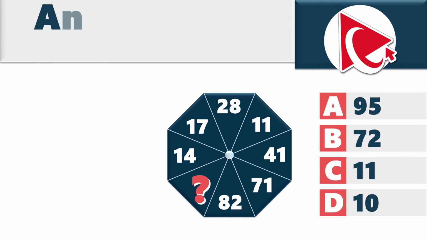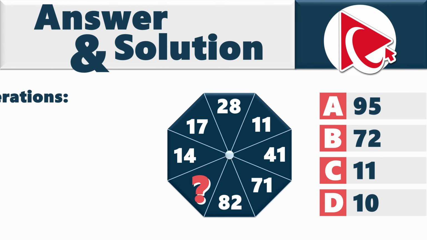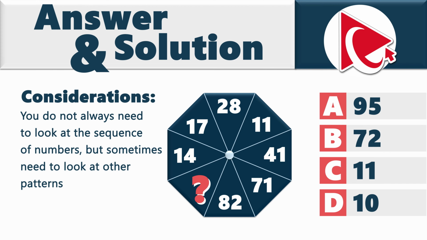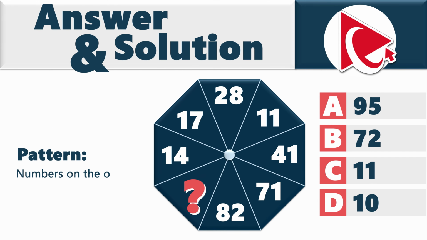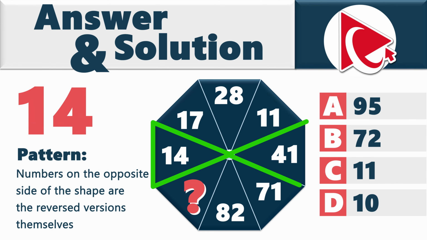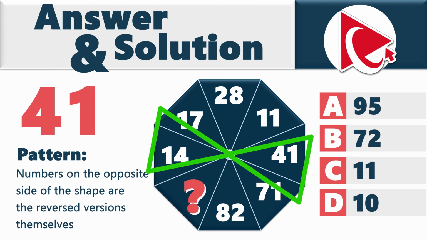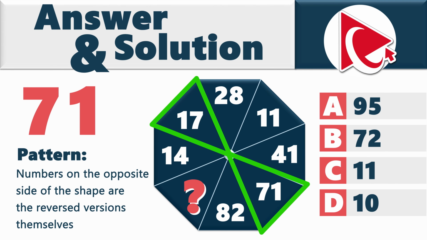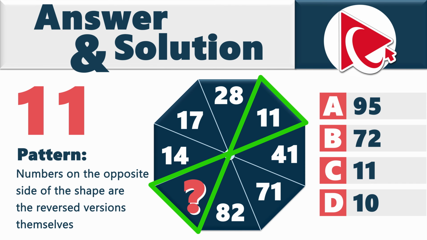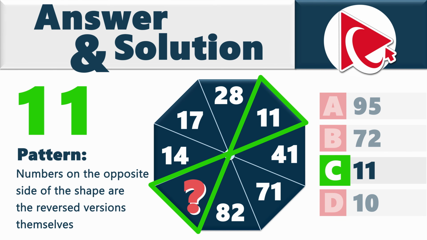I hope you took my comment to think out of the box to heart. You do not always need to look at the sequence of numbers, but sometimes you need to look at the other patterns as well. And in this case, the numbers on the opposite side of the shape are the reversed versions of themselves. Let's look at the examples. 14 becomes 41, 17 becomes 71, 28 becomes 82, and the missing number 11 is the same, 11. So the correct answer here is choice C, 11.